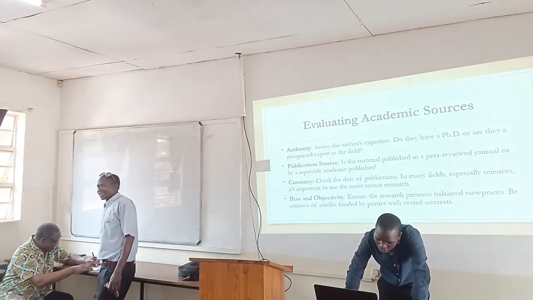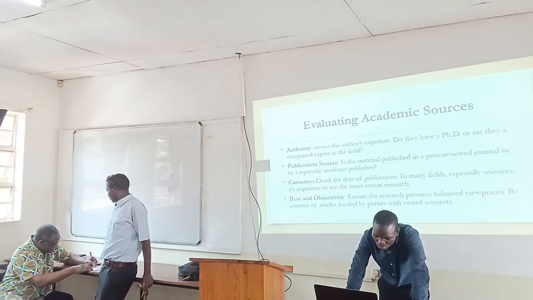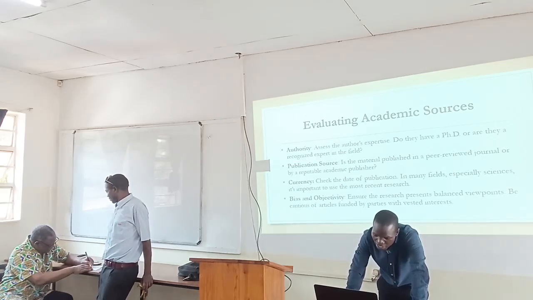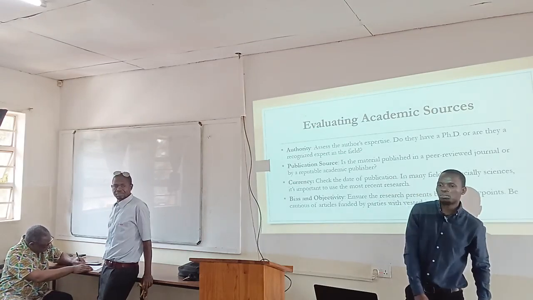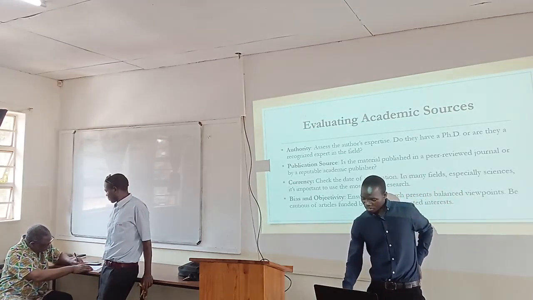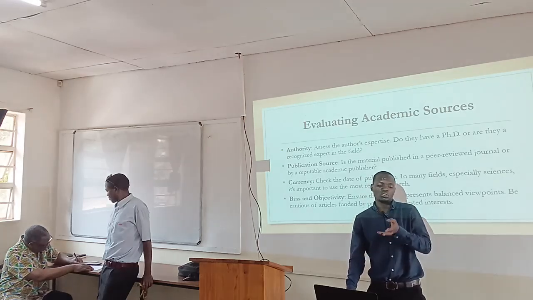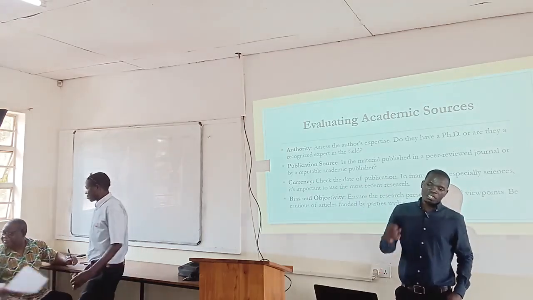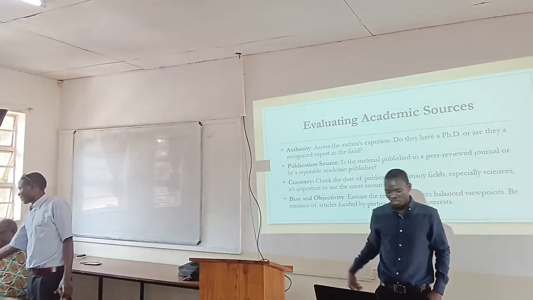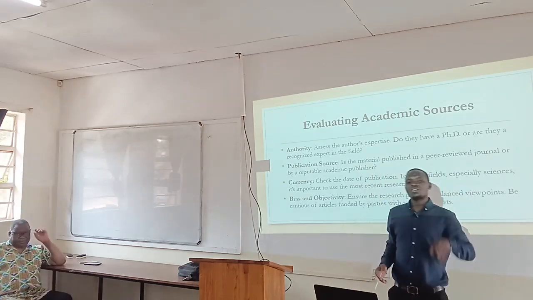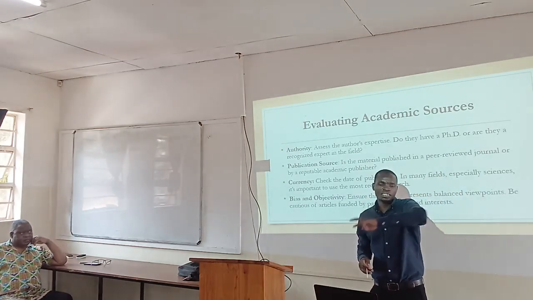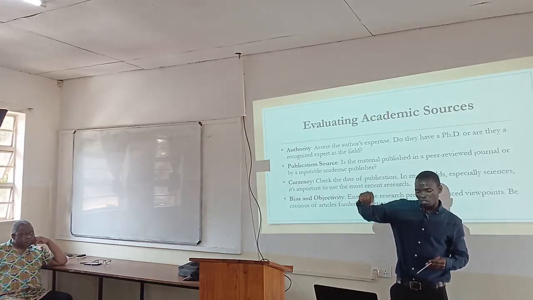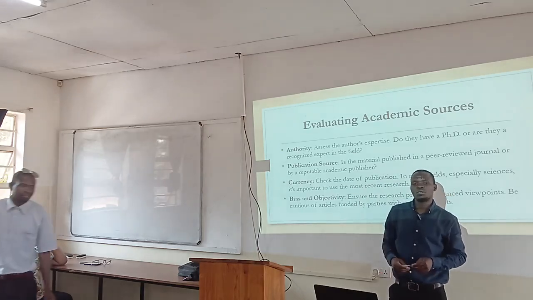The other indicator is about publication source. Under this, is the material published in a peer-reviewed journal or by a reputable academic publisher? So you'll be able to know, from here in Malawi, if someone just gave you a book, saying I'm selling this book, you will be a star in academics. The first thing to think about is the author of that book. Is the author familiar with that particular field? After identifying the author, you can also think about whether the publisher of this book is recognized or registered. Those are two things that can help you understand that the source you have gathered is really important and relevant to your field.